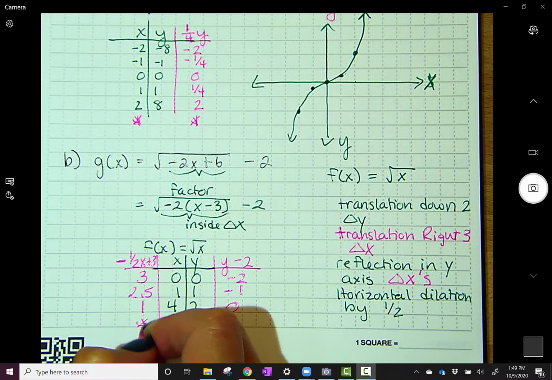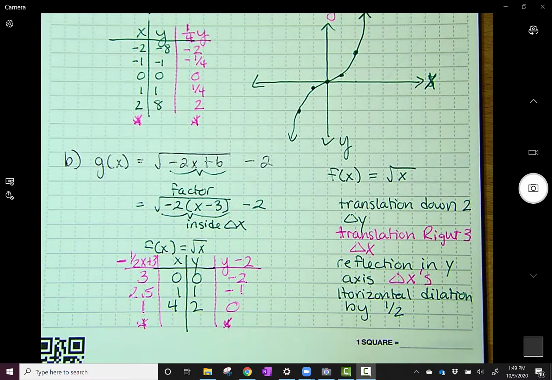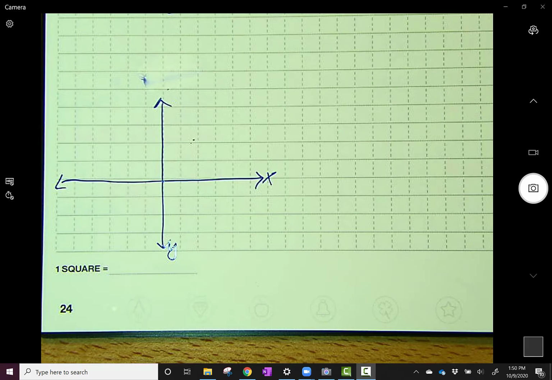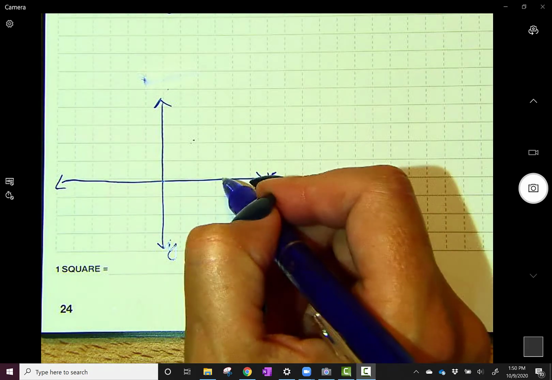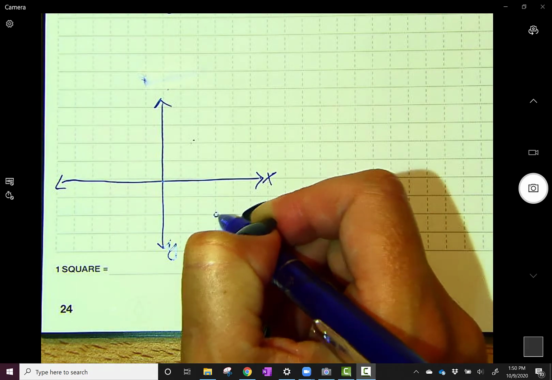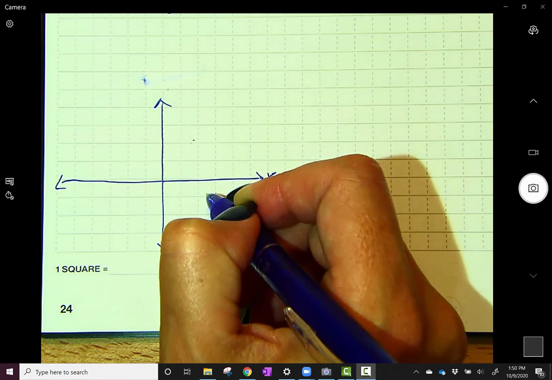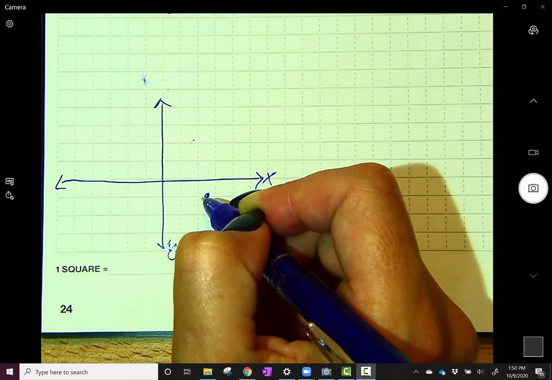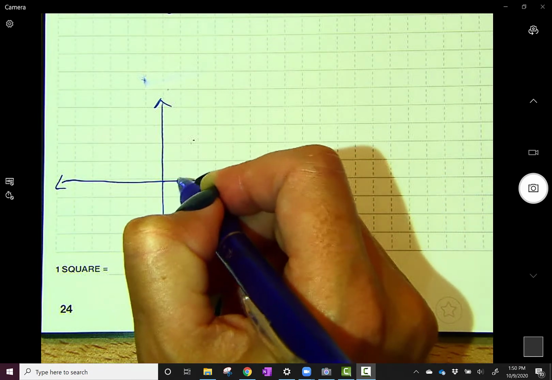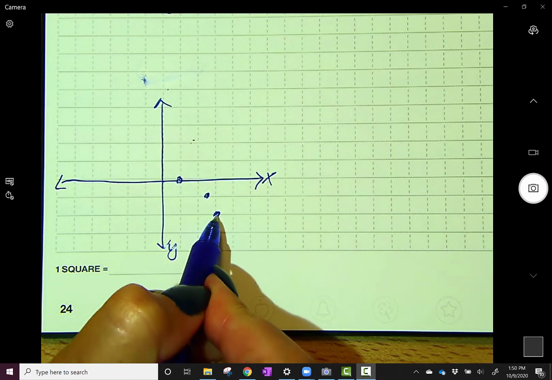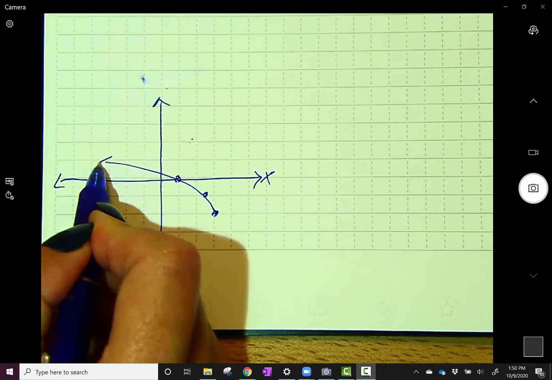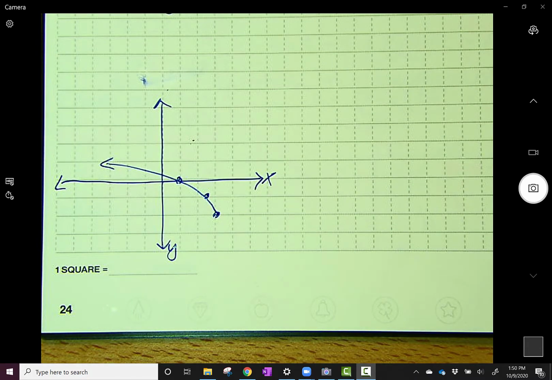Then I'm going to take my new x and my new y column and I'm going to graph. So I plot my points, (3, -2), (2.5, -1), and (1, 0). And there is my radical with its transformations.